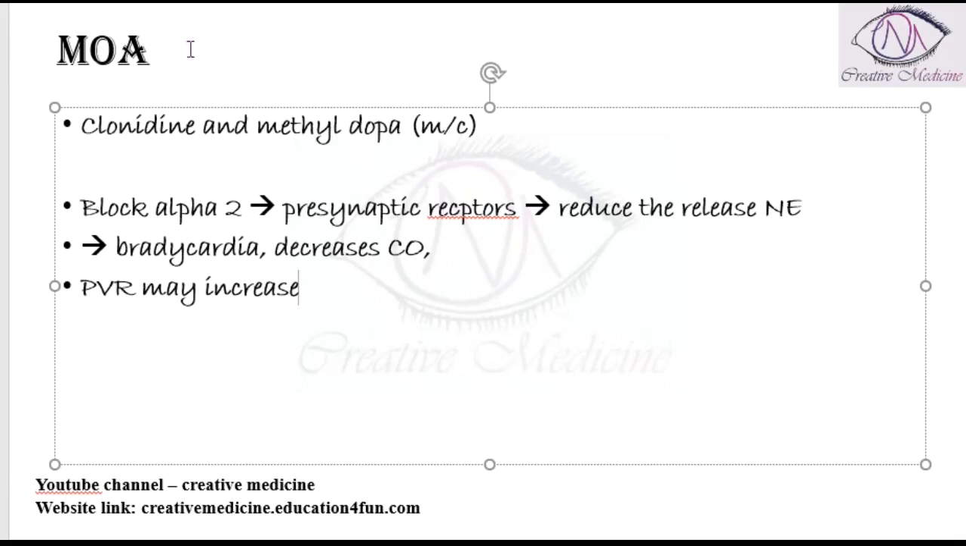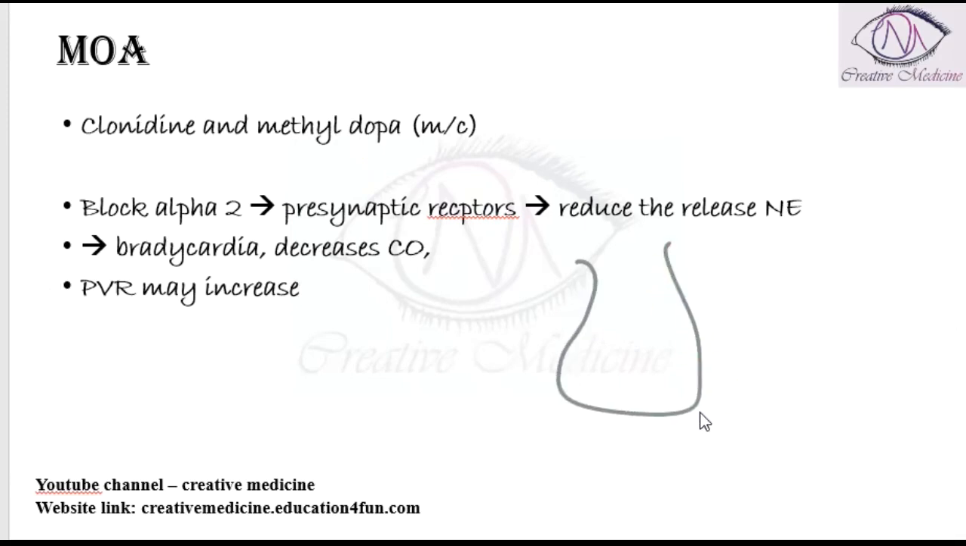So there are two things. One, these alpha 2 receptors are the presynaptic receptors which are present here in the presynapse. So when they are stimulated, this will result in decreased release of noradrenaline. Norepinephrine normally increases the cardiac output and causes tachycardia. So as a result, because of reduced release of norepinephrine, it results in bradycardia and decreases the cardiac output.